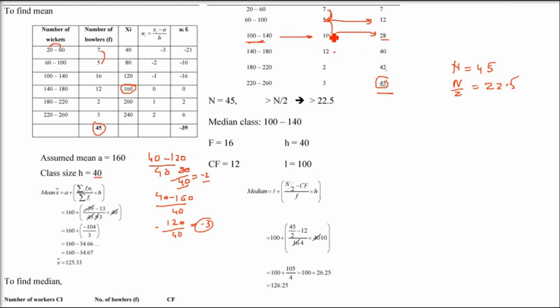What is the frequency of this class? 16. So f is 16. What is the class interval? 140 minus 100, that is 40. What is the cumulative frequency? We take the previous one, 12. See, the previous cumulative frequency. What is the lower limit? L is 100. All things are known.